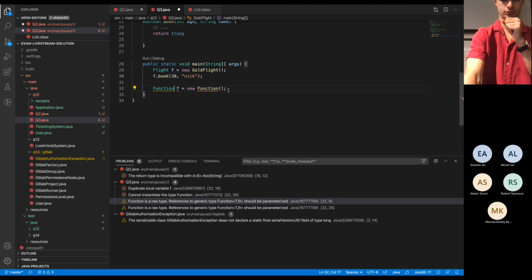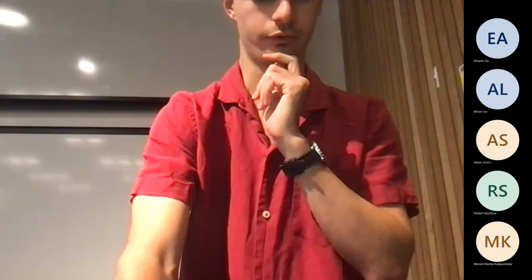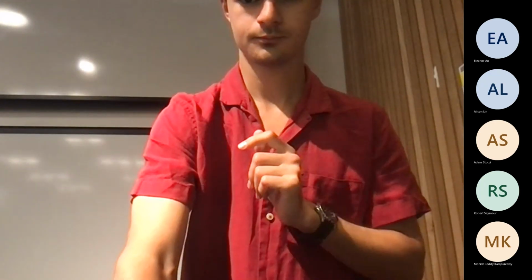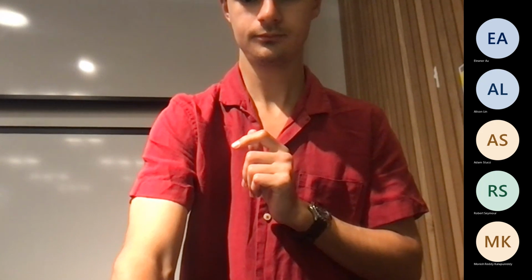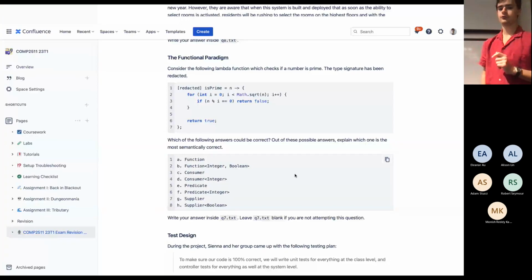Let's go back to the complements. Actually, I'm going to do this all on the whiteboard. So immediately we know that every answer that is parameterized is better than the answer that's not parameterized. That's just a use of generics. So then we have function, consumer, predicate, supplier. What do each of these mean?